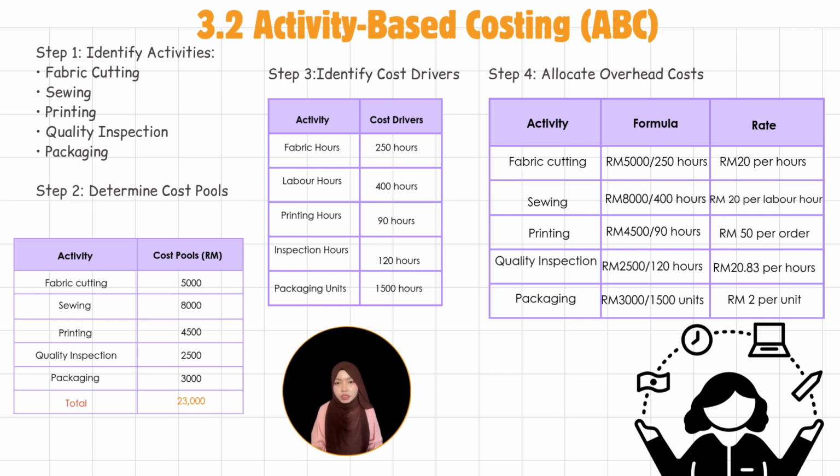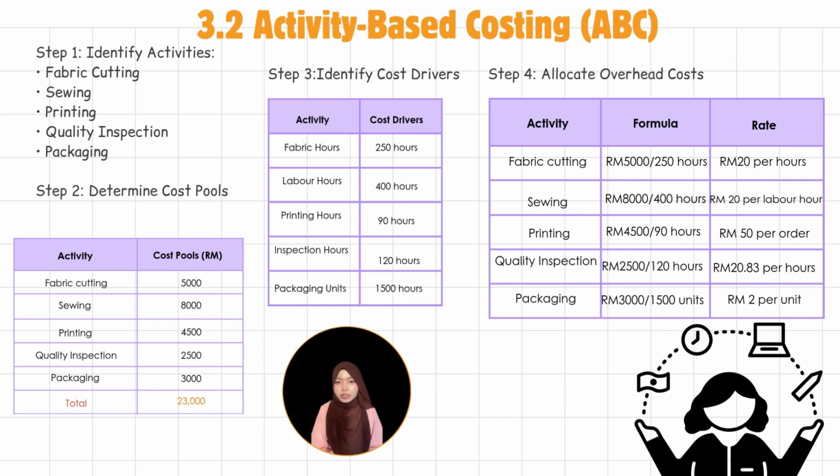To implement the ABC system, we follow a systematic 4-step process. First, we identify 5 core activities: fabric cutting, sewing, printing, quality inspection, and packaging. Second, we determine the cost pool for each activity, which amounts to a total overhead cost of RM23,000.